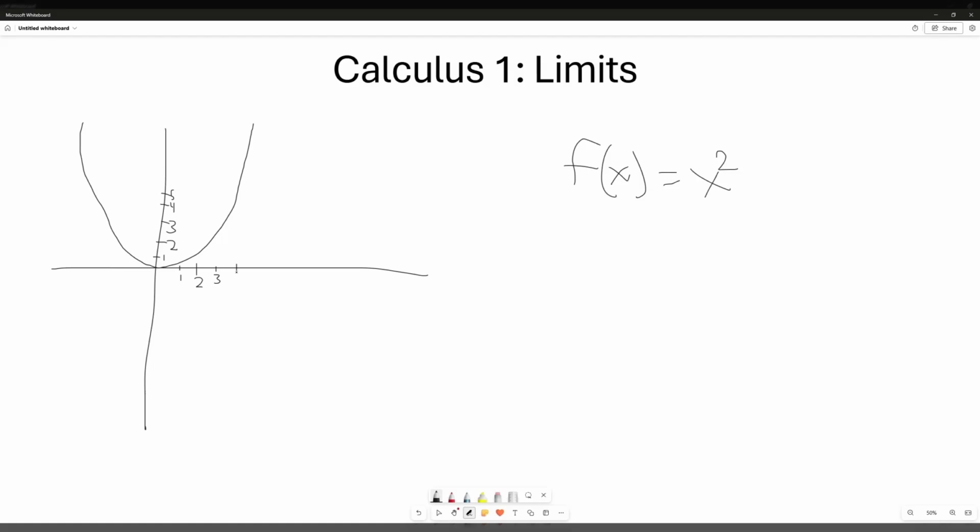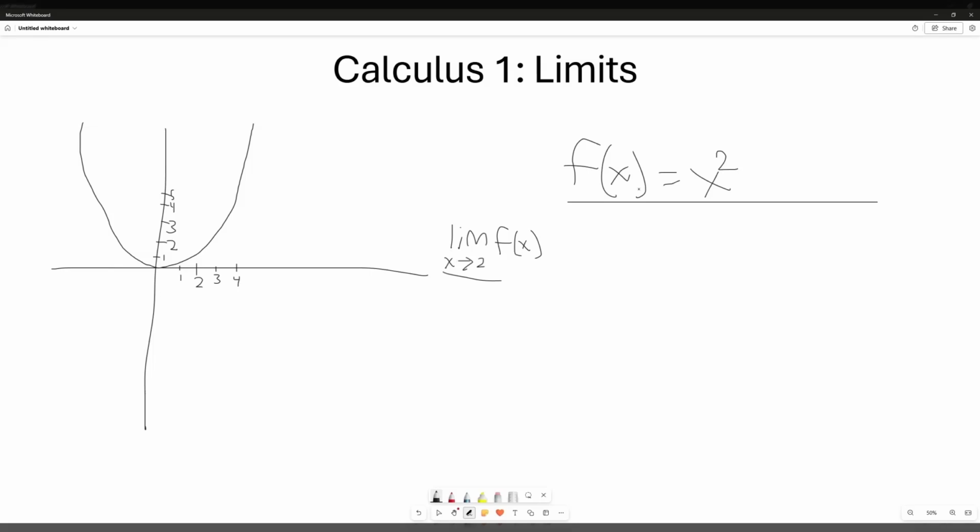So we already know what f of x, x squared, looks like. So let's go over an example. Limits are represented by this notation: the limit as x approaches, let's say, 2 of f of x. So x can approach any value. Likewise, if you're doing multivariable calculus later, it will be approaching multiple values. But in this case, we're only going to be going over the single value of a limit.